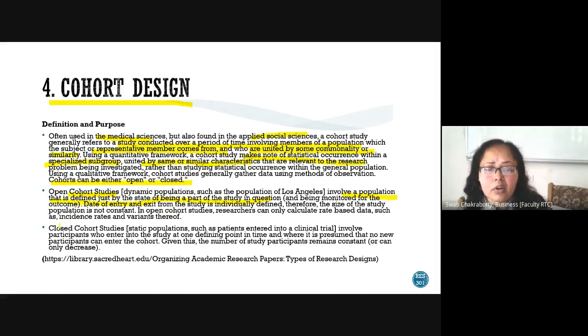In the case of closed cohort studies, for example, patients who enter a clinical trial, the study involves participants who enter at one defining point in time, and we assume that no new participants enter the cohort afterwards. So the number of participants remains constant, or at most it will only decrease. Open is where entry and exit can happen at any point in time.